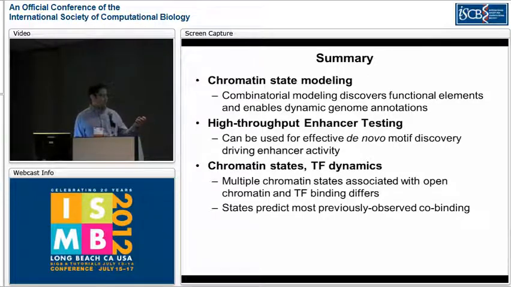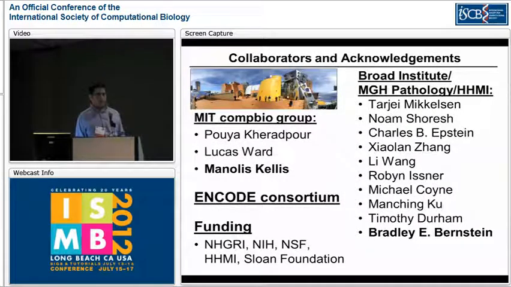It's important to note it doesn't necessarily mean that all, it could be the case that some of the co-binding is causing a similar shared chromatin state preference, but it's saying that it is sufficient to explain it, the shared chromatin state preference. So I'd like to acknowledge the other people involved in this.